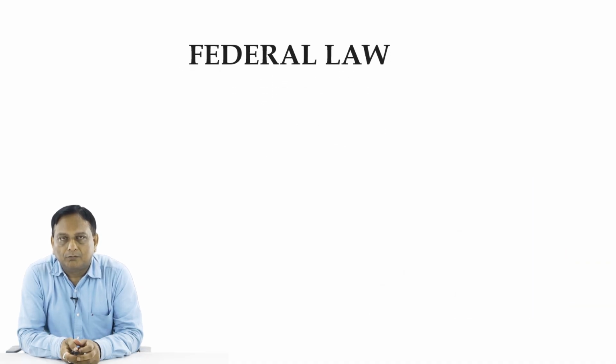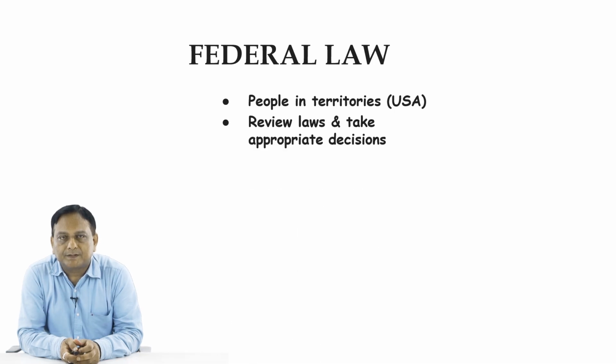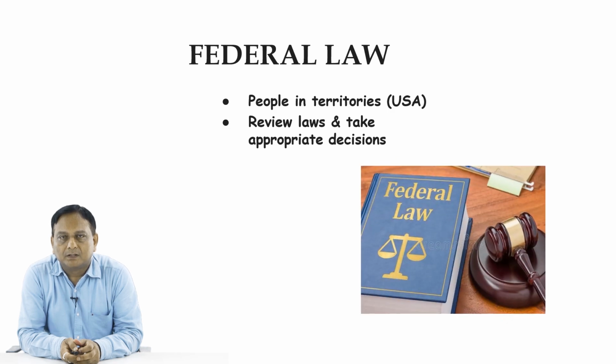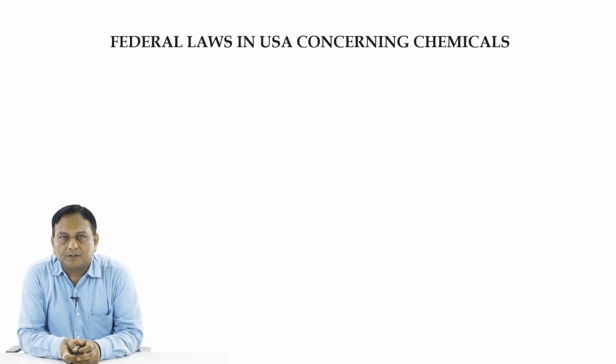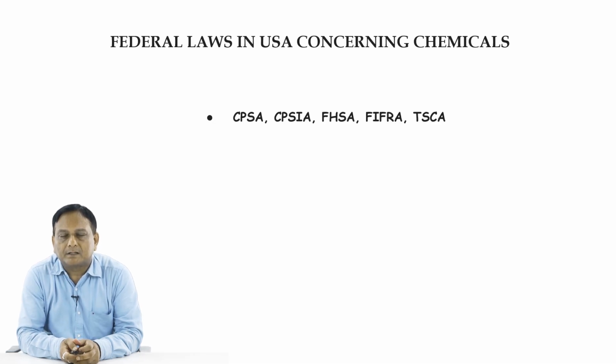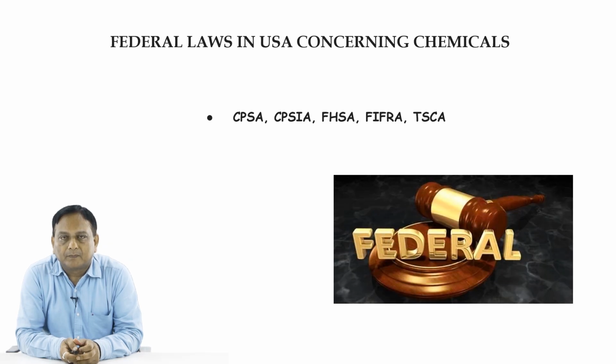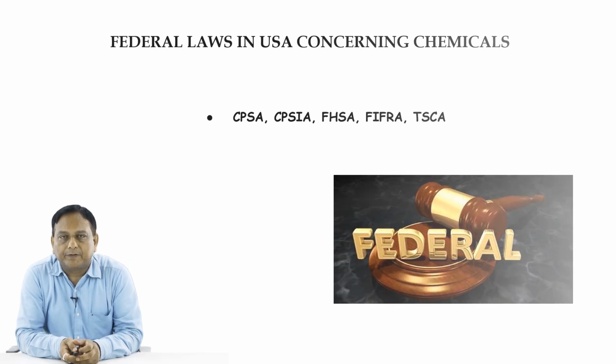Now federal law, when we talk about it, concerns the people in the territories of the US, reviewing laws and taking appropriate decisions. So that covers under this. Federal laws in the US concerning different chemicals are associated with CPSA, CPSIA, FHSA, FIFRA, TSCA. These are all different regulations that we will take up in this particular lesson, and these are all coming under the US federal regulation.